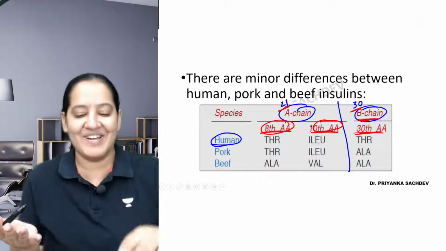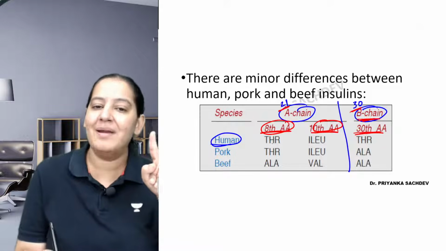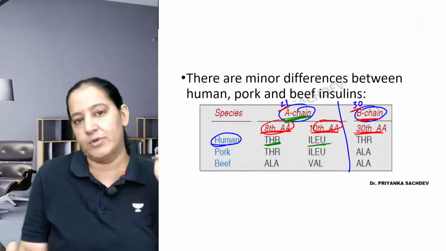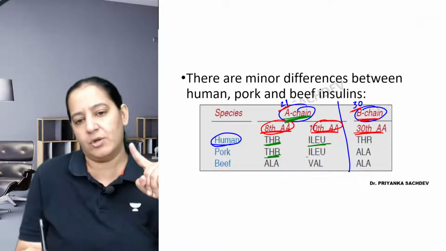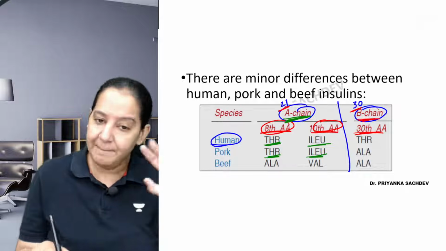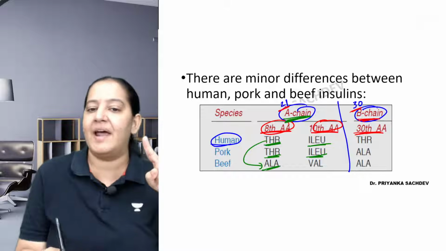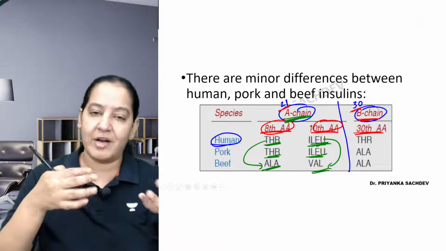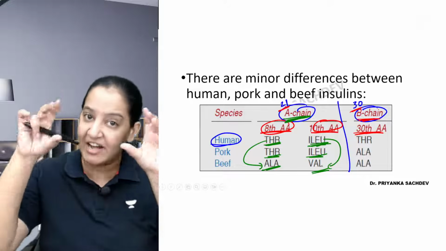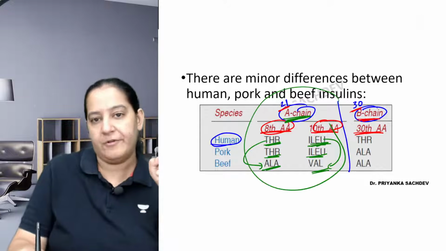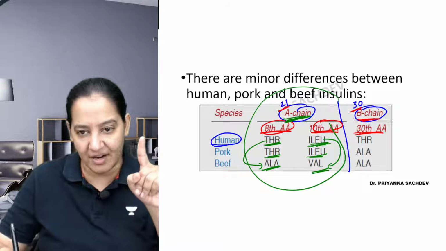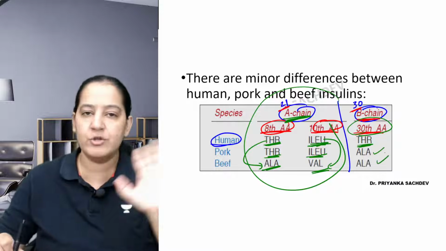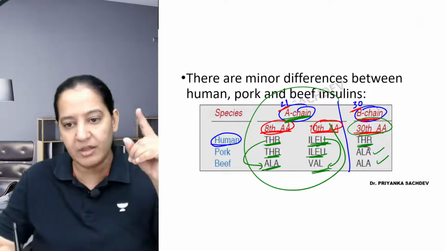So you have to learn the difference. In human, let's talk about the alpha chain. At the 8th and 10th amino acids, it's threonine and isoleucine. In pork also it is threonine and isoleucine. In pork there is no difference in alpha. But in beef, instead of threonine it is alanine, and instead of isoleucine it is valine. I know the things are difficult, but you never know, it's a pick-up MCQ. So which amino acid is differing at which position? That's about alpha, right? Coming to beta, at the 30th amino acid, normally we all have threonine, right? But in beef and pork, we don't have threonine. Instead of threonine, in both of them we have alanine.